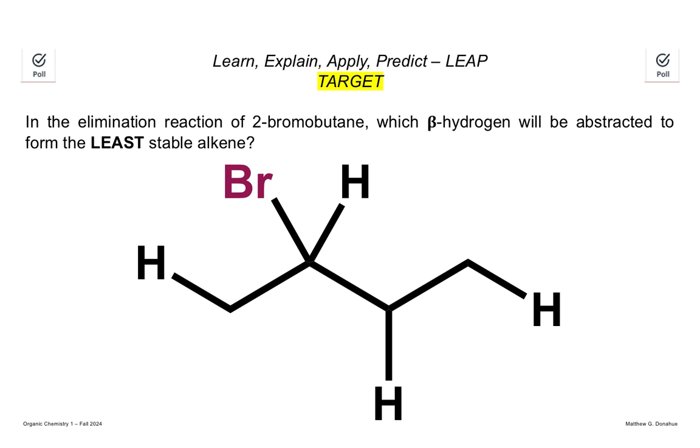So we have the elimination. It's going to be E2. I haven't talked about the base yet. We'll get into that, but some base is going to react with that to abstract a proton. And the question is asking which one of those would generate the least stable alkene. So I'll just number these 1, 2, 3, and 4.